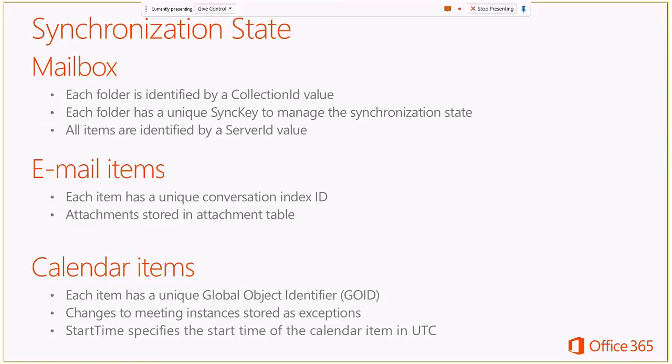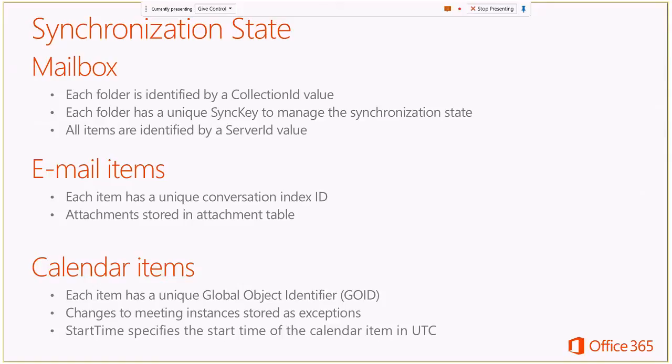For calendar items, as we all know, calendaring is the biggest issue we have in ActiveSync. For calendaring, each item has a unique global object identifier. So anytime a new appointment or meeting is created within a calendar, it's assigned a unique global object identifier. This never changes. Whether you change the subject, you add an instance of a recurring, you change recurring, you delete, it never changes.